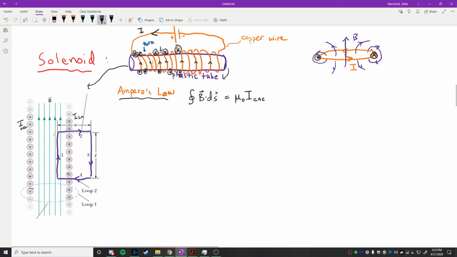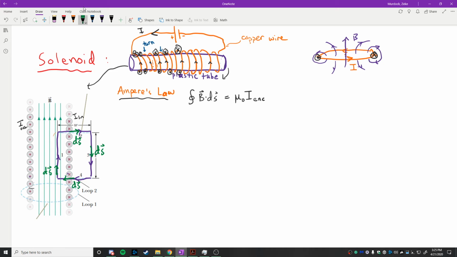So let's evaluate B dot ds for every portion of this, keeping in mind that ds is simply a line element vector that points in the same direction as the loop moves. So if your path is like this, then your ds vector is like this. It's ds.